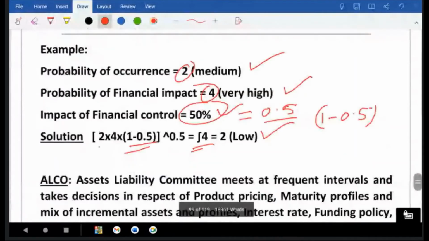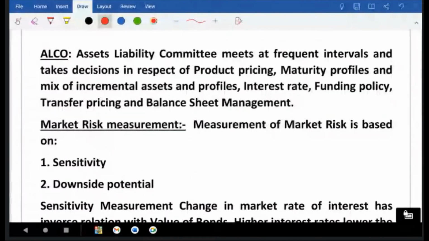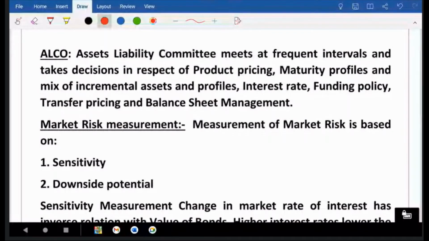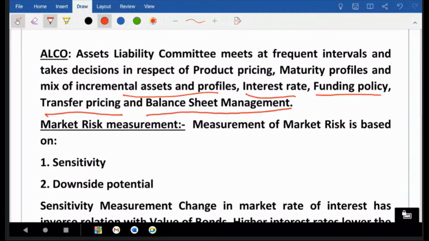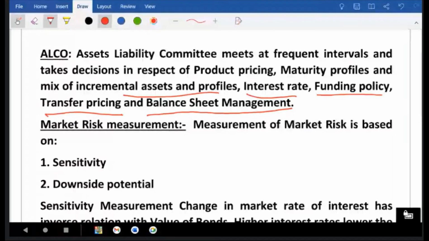ALCO, because the asset liability committee is very, very important. The asset liability committee meets at frequent intervals and takes decisions in respect of product pricing, maturity profile, mix of incremental assets, profile, interest rate, funding policy, transfer pricing, and balance sheet management. So this is done at the head office level. Not to worry, you only have to see what their responsibility is. They keep on deciding on various factors how to control this.